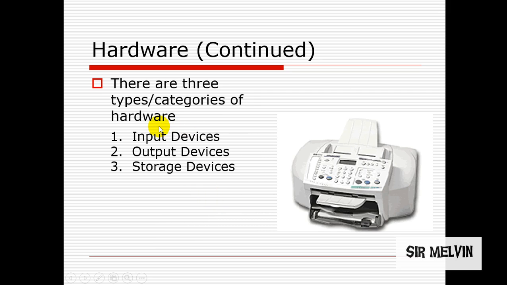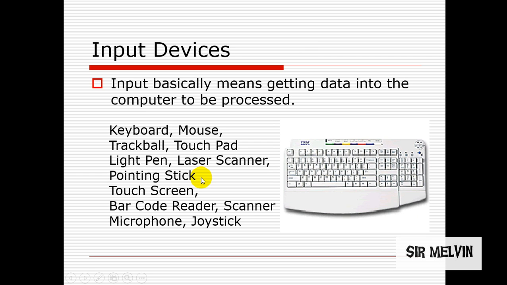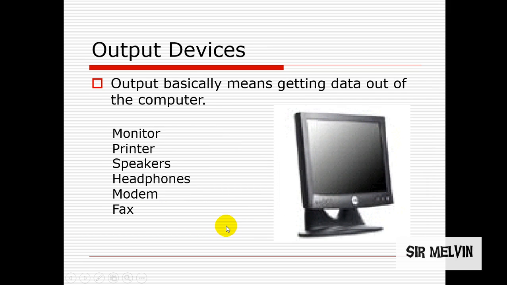Also, there are three categories of hardware: the input devices, output devices, and storage devices. What are input devices? Input basically means getting data into the computer to be processed. Examples are the keyboard, mouse, trackball, touchpad, light pen, laser scanner, pointing stick, touchscreen, barcode reader, scanner, microphone, and joystick.